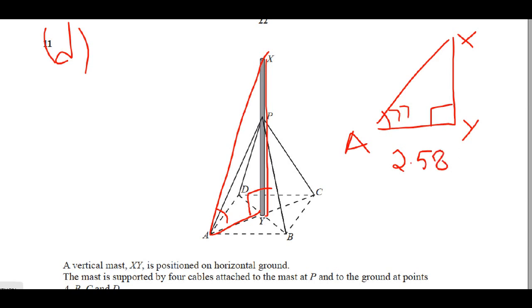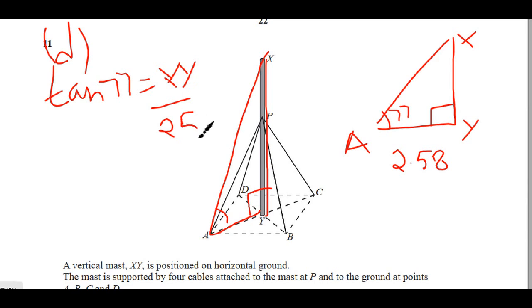So simply apply tan theta. Tan 77 is equal to XY over 2.58, which gives XY is equal to 11.18.